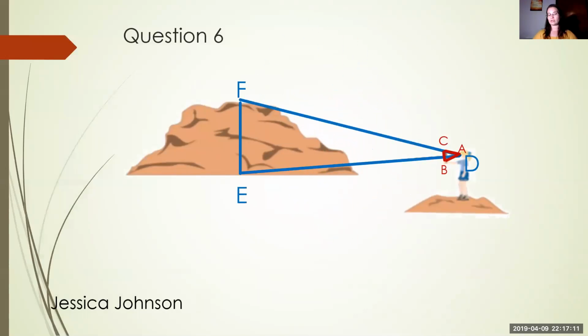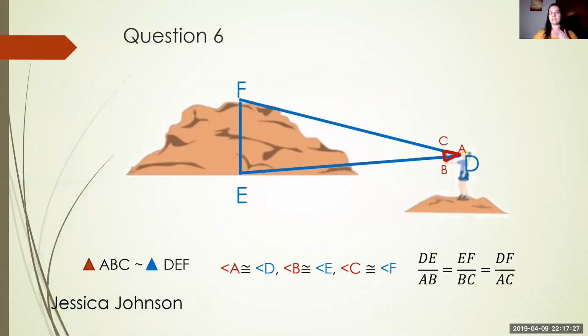In summary, triangle ABC is similar to DEF. Angle A is congruent to angle D. Angle B is congruent to angle E. And angle C is congruent to angle F. And the ratios of the sides of the triangles will look like this: DE over AB equals EF over BC equals DF over AC.